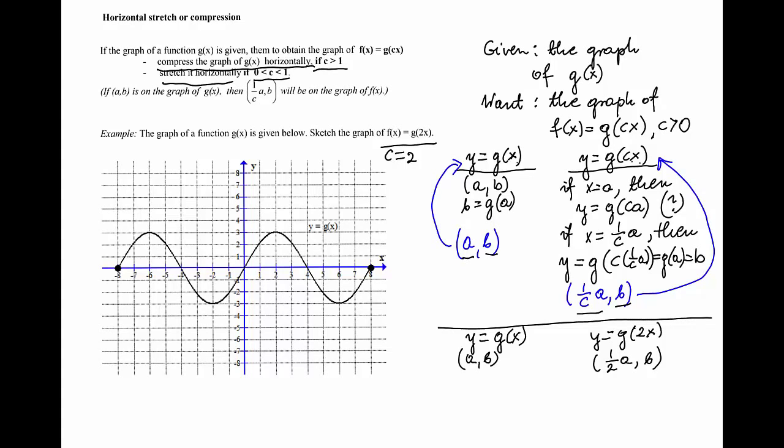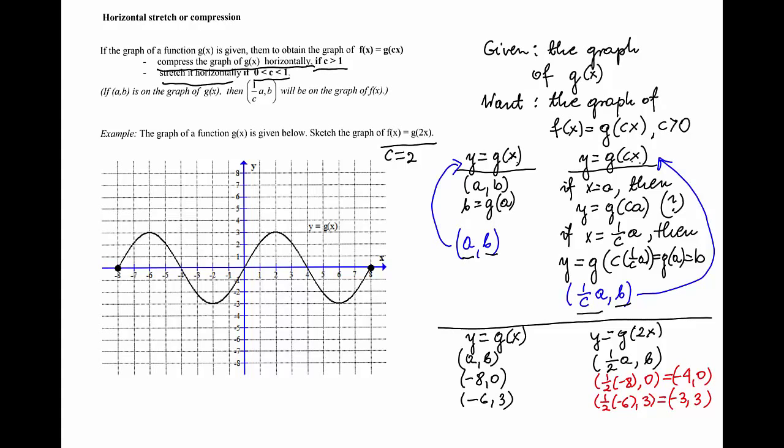So for example, if I take the point -8, 0 on the graph of g of x, then I will obtain the point 1/2 of -8, 0, which is -4, 0. If I take a point, let's say -6, 3, the point on the graph of the function g of 2x is going to be 1/2 times -6, 3, which is -3, 3.